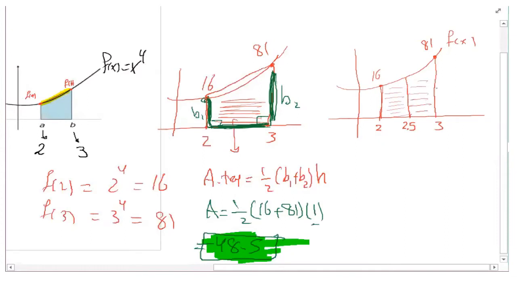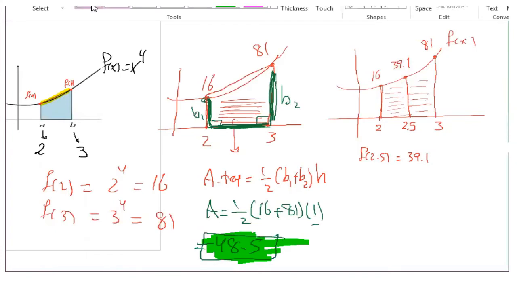So 2.5 to the power 4, f of 2.5 is approximately 39.1.